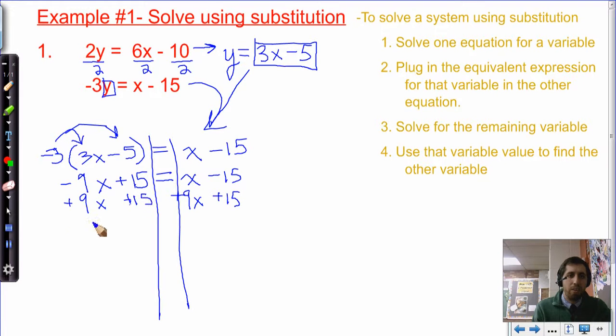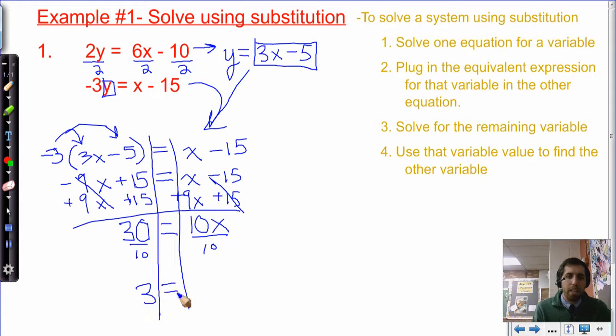On the opposite side, we're trying to find out how many units or what constant x is equal to. So we have 30 on the left. Our negative 9x and positive 9x canceled out. We have 10x on the right. Our negative 15 and positive 15 canceled out. I can divide both these by 10. And we're going to get that x has to be equal to 3. So for when these are both equivalent and interchangeable, x is equal to 3.